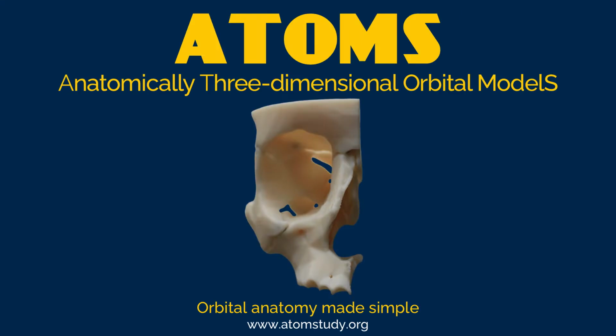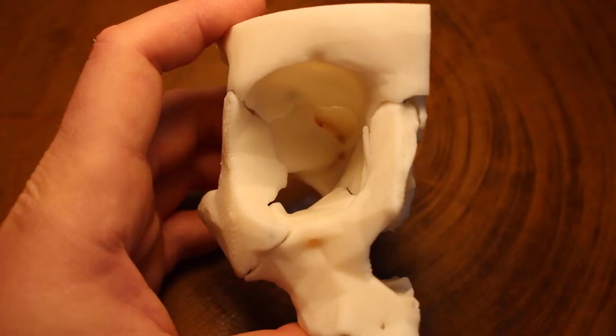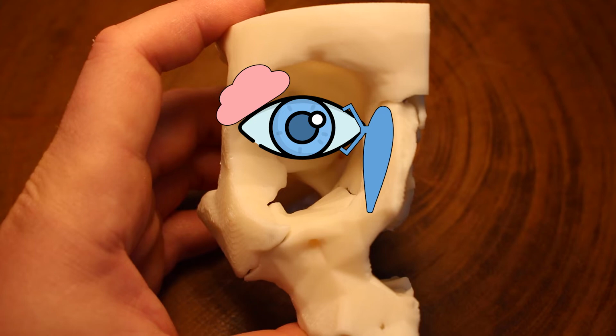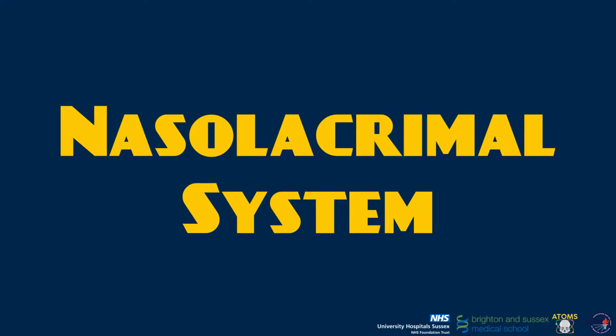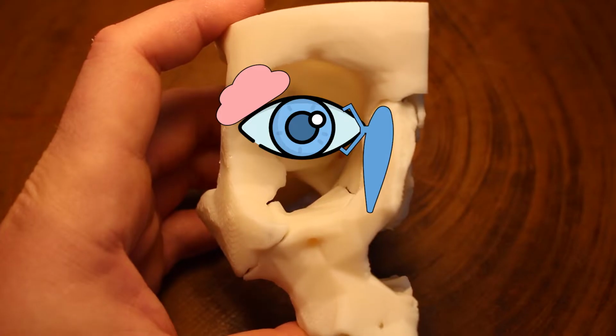This is a short video on orbital anatomy. Today we'll be exploring the nasolacrimal system and its relation to the bony orbit. The nasolacrimal system. This is a collective term for the apparatus that is responsible for producing and draining the tears.